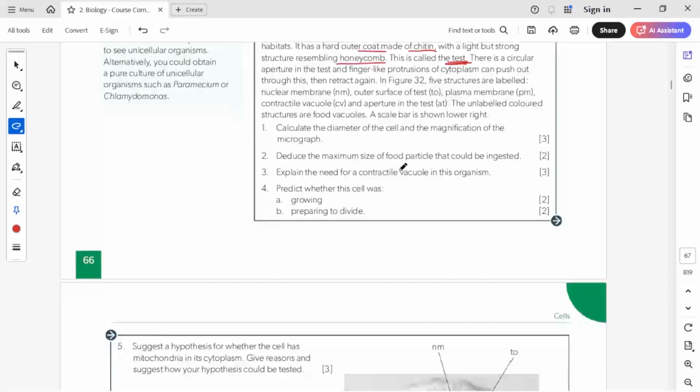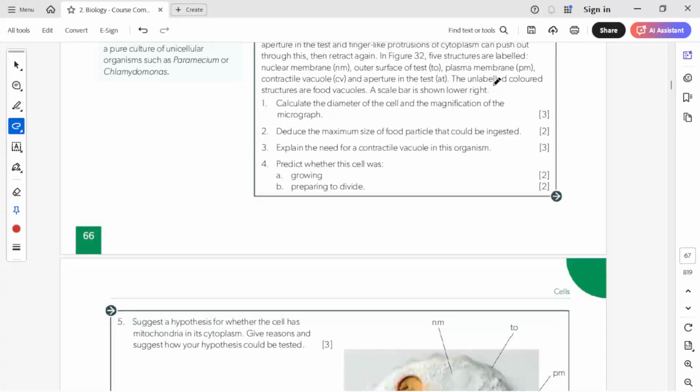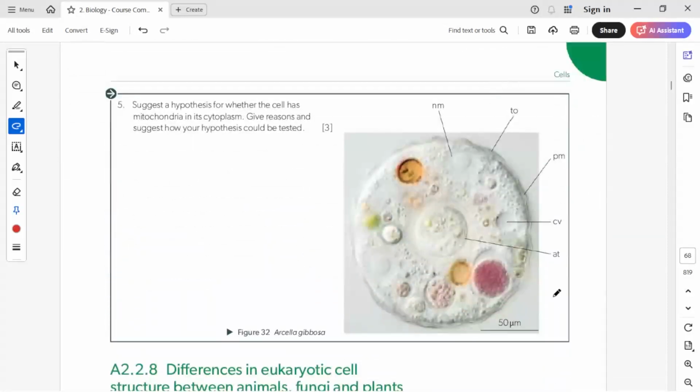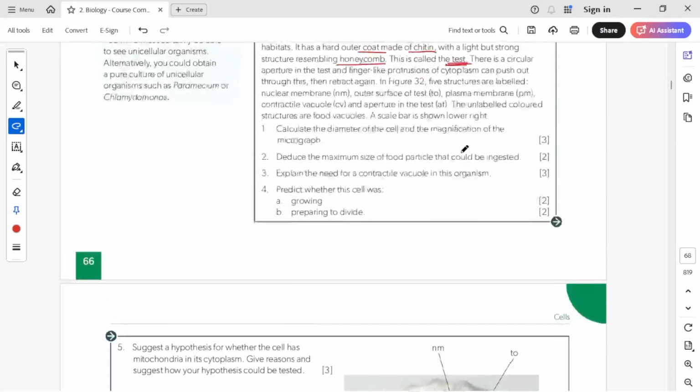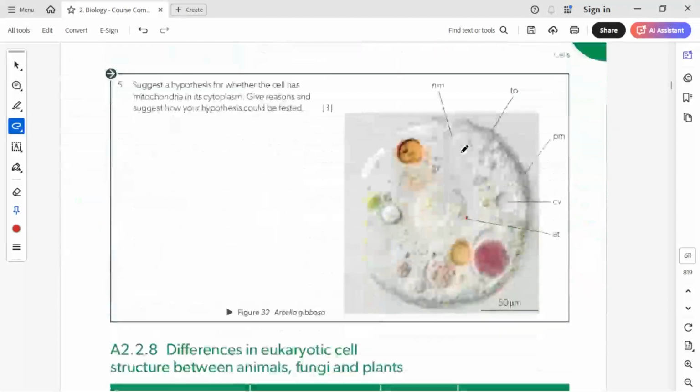Here we also have a diagram. Let's see what structures are labeled here. Nuclear membrane, outer surface of test, plasma membrane, contractile vacuole and aperture in the test are labeled. So this is the aperture in the test. This is the contractile vacuole, plasma membrane, and this is the outer test. And this is basically the nuclear membrane, I guess. NM is nuclear membrane. Yes, so this is the nucleus and this is the nuclear membrane.